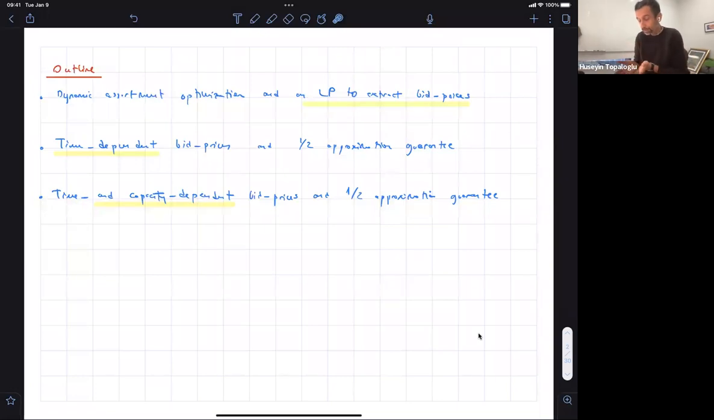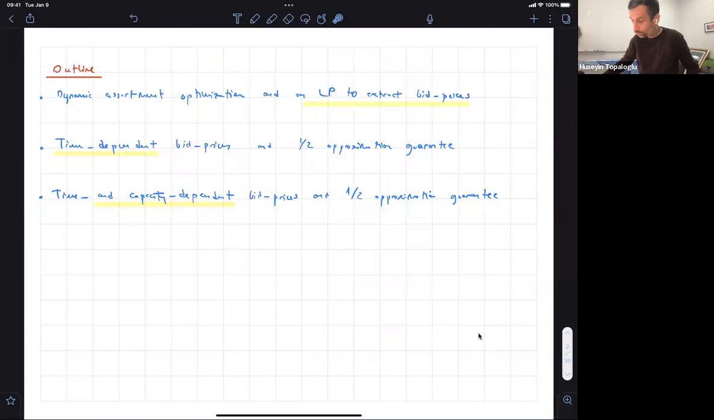And the motivation is that the bid price of a unit of inventory, the value of a unit of inventory, should depend on how much capacity I have. Namely, if I have 100 units of capacity, then the marginal value of an additional unit of product is going to be different versus when I have 10 units of capacity.